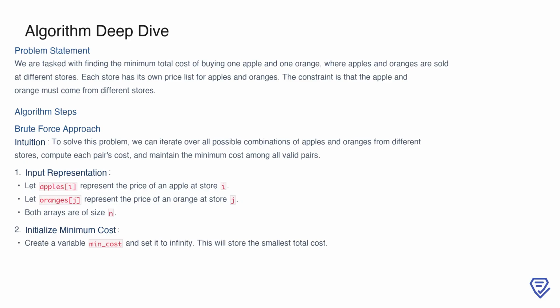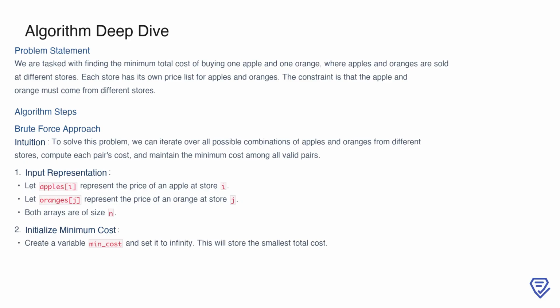To start with, we can solve this problem using a brute force approach. The intuition behind this approach is simple. We calculate the cost for every possible pair of apple and orange prices from different stores, and then keep track of the smallest cost among all valid combinations.